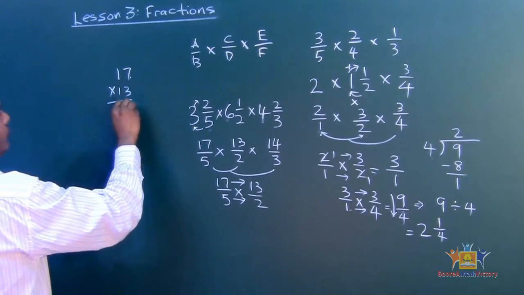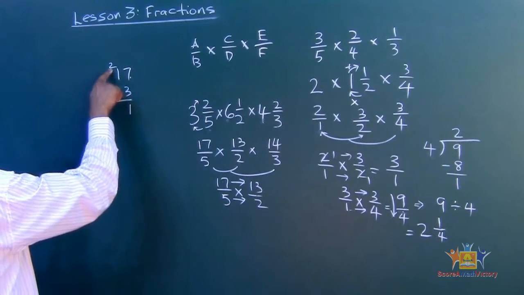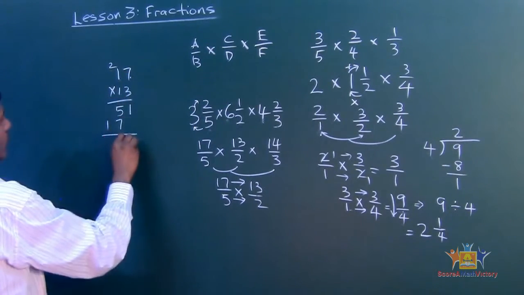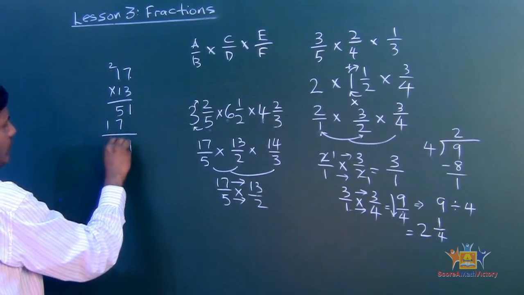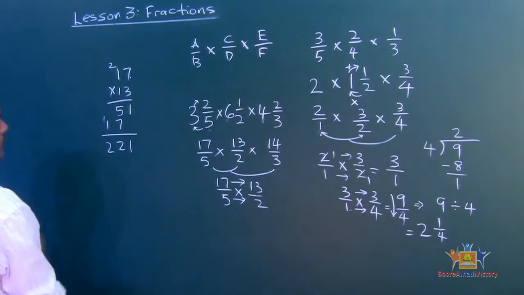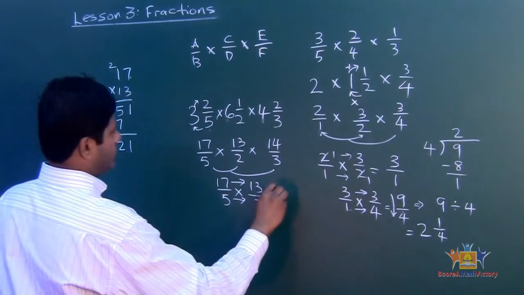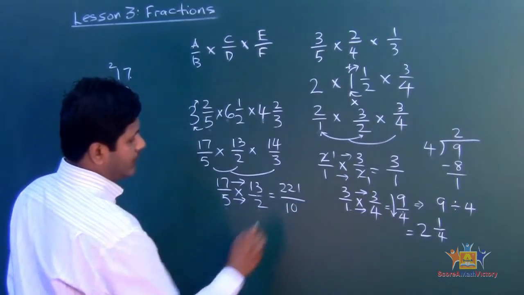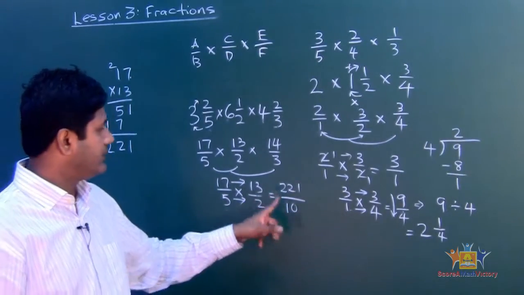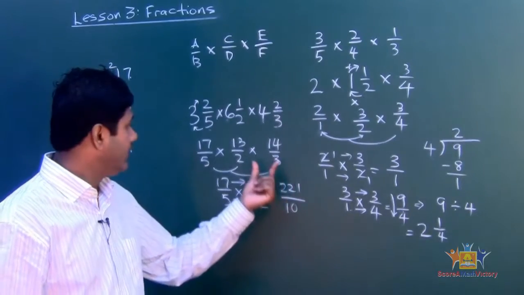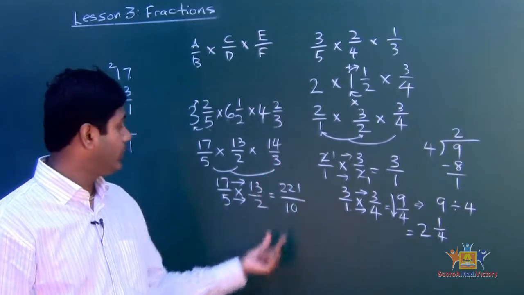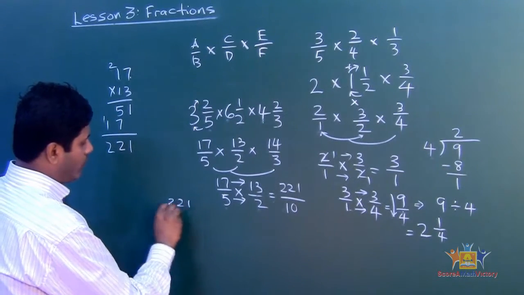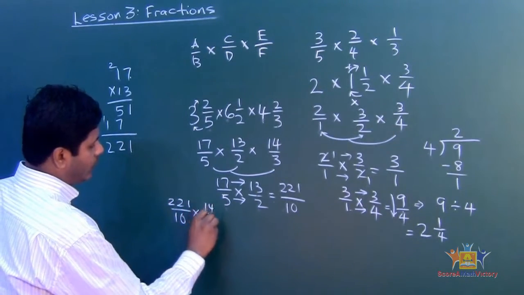3 times 7 is 21. Carry 2. 3 times 1 is 3, plus 2 is 5. 1 times 7 is 7. 1 times 1 is 1. So 5 plus 7 is 12. Carry 1. And then 1 plus 1 is 2. So that gives me 221 over 5 times 2 is 10. And that's an improper fraction. I don't simplify yet, because we need to multiply that with 14 over 3. See that? So then I take 221 over 10 times 14 over 3.